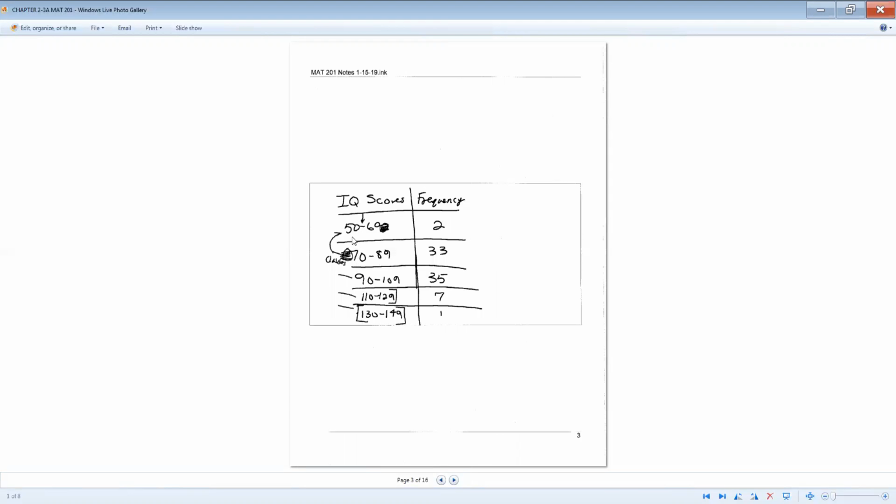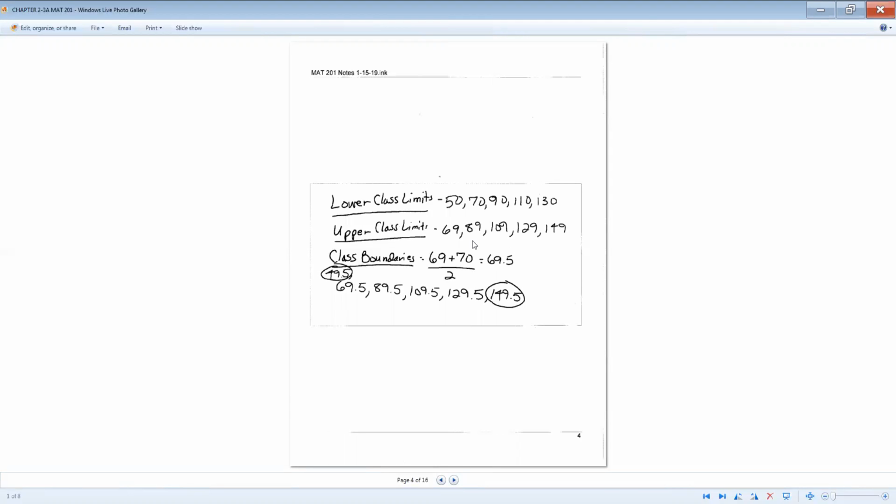So your lower class limits would just be 50, 70, 90, 110, and 130. All of your smallest values in your classes. And then your upper class limits would be the largest values in your classes. Class boundaries, where you calculate them, is you would take your consecutive lower class limit and upper class limit, add them together, and then divide by 2. So that's how we got the 69.5, 89.5, 109.5, and so on.